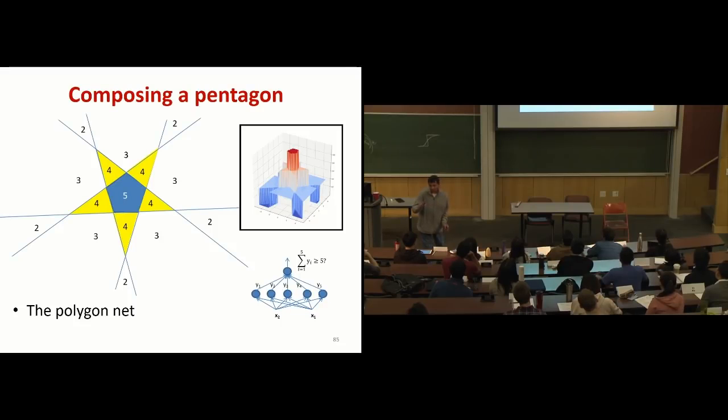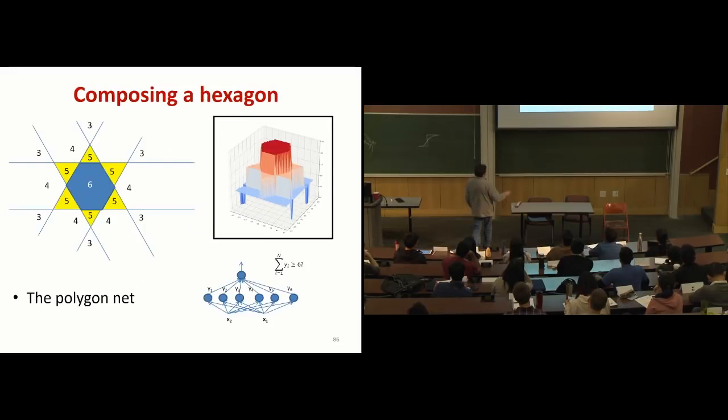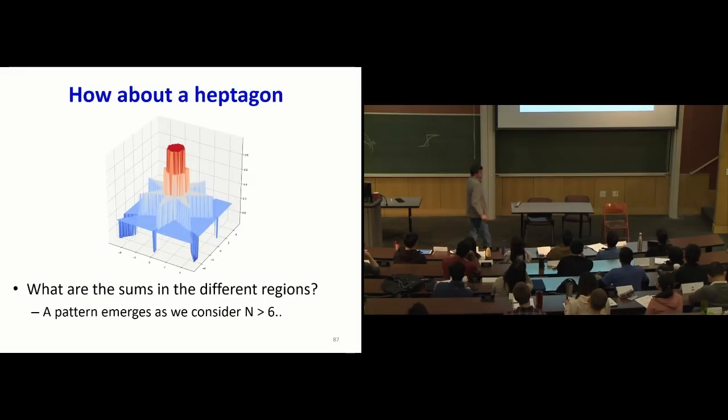Observe that the region where the sum is n minus 1 is no longer infinite anymore, it's finite, right? It's n minus 2 that is infinite. And here's what the sum looks like. It's 5 here, 4 in the star, 3 and 2 elsewhere. If I go up to a hexagon, it's 6 here, the area where it's 5 has become smaller. If I go up to a heptagon, it's 7 in this heptagon.